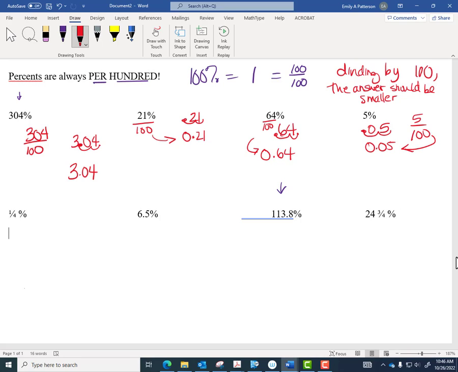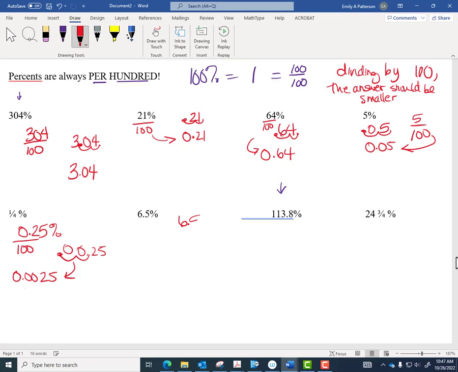Now, 1/4%. So I have 0.25%. Now this is a teeny tiny percent, so that better be a teeny tiny number. So taking that decimal, I can either go over 100, so that's 0.0025, or taking the percentage here, and when we divide by 100, we move the decimal twice, and we land at the same thing.